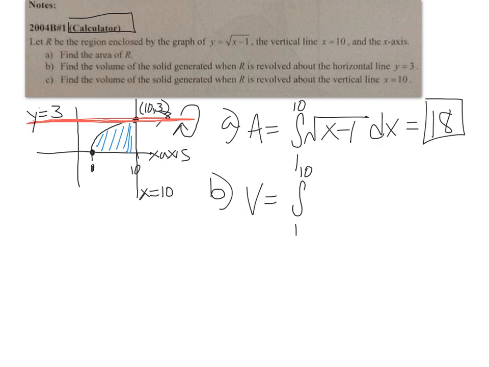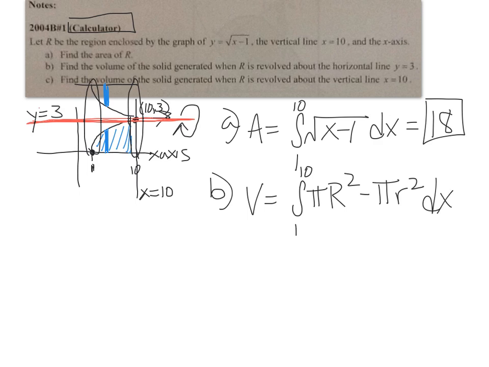So in this case, this little region would kind of flip up across it, and you're kind of forming a solid like this. So there is a gap between the region and the axis of revolution, which forms a washer for the cross section. So we are going to integrate pi big radius squared minus pi little radius squared dx. So now we just need to figure out what these radii are.